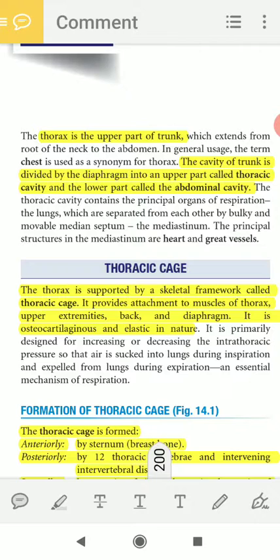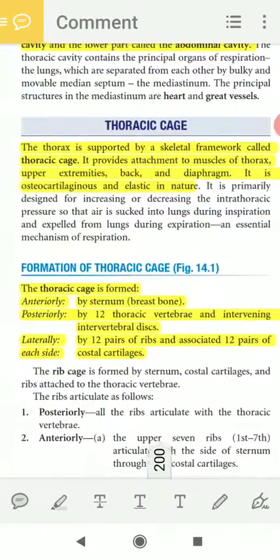First we have to know what is thoracic cage. The thorax is supported by a skeletal framework called the thoracic cage, and it provides attachment to the muscles of the thorax, upper extremity, back and diaphragm. It is elastic and osteocartilaginous in nature.